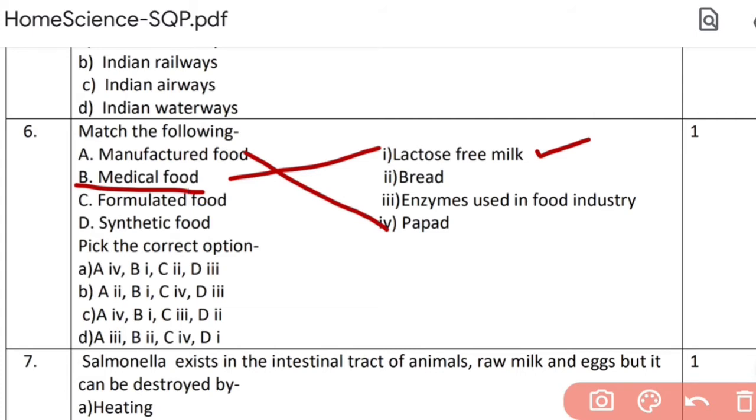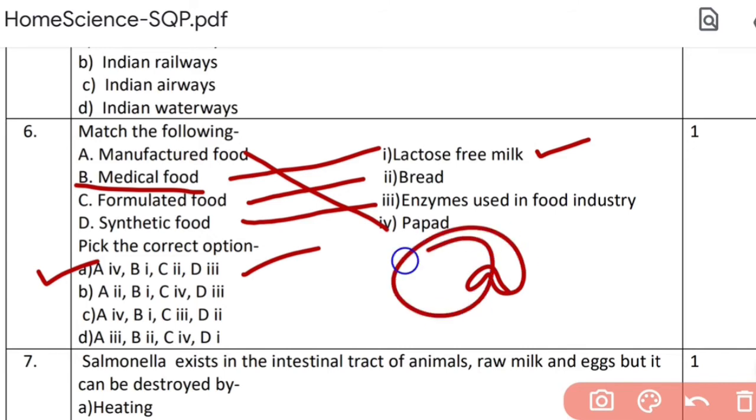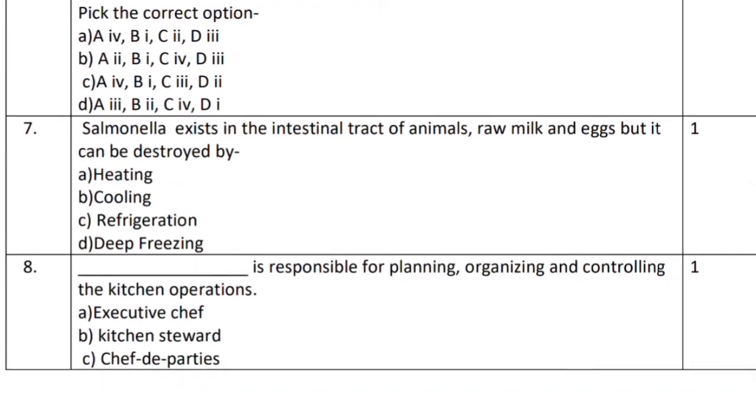Now formulated food, obviously if you want to make something, bread or cake, you need a formula and that is why it is a formulated food. And synthetic food, in all the items which are made, it could be your cold drinks, etc. Synthetic food, enzymes used in the food industry. It could be any of the enzymes. So which option is correct? I think it is A. A with 4, B with... A first. Yes, A is the right answer. Are you understanding how to attempt the MCQs?